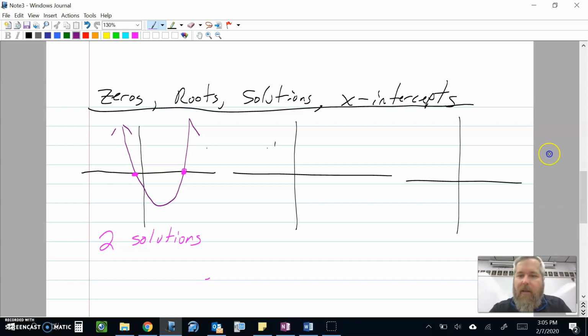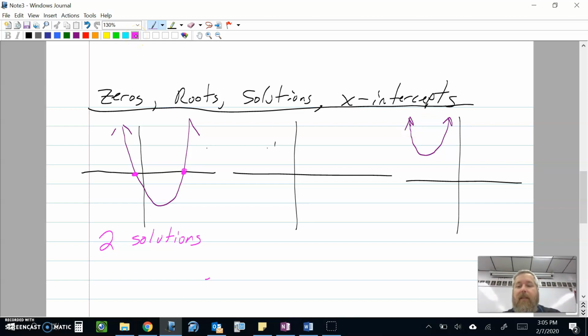All right, this one, I want you to draw a parabola like this. How many times does this parabola touch the x-axis? It don't never do it, Smith. You're right. So this has no solution.